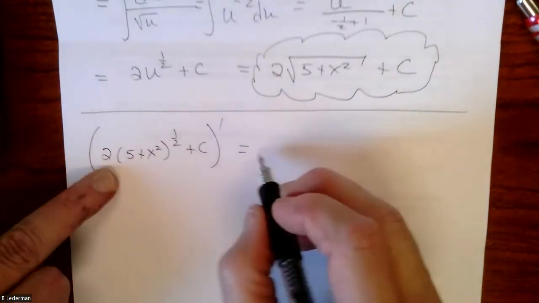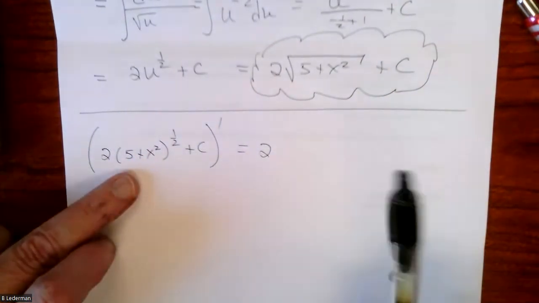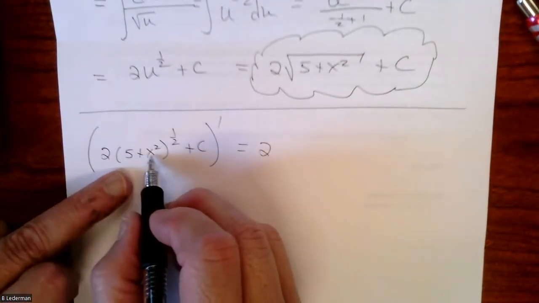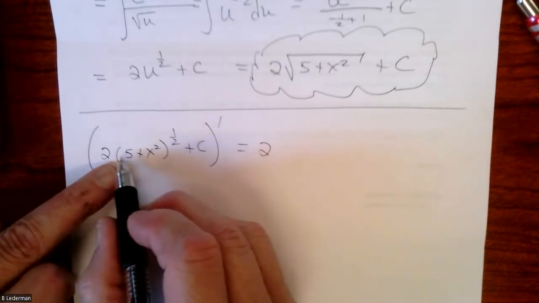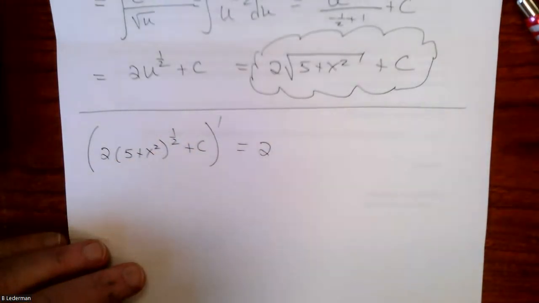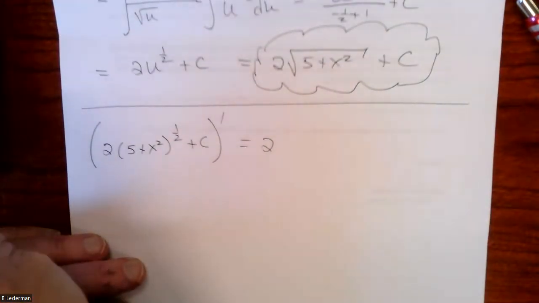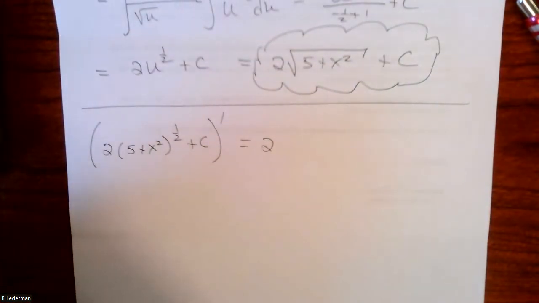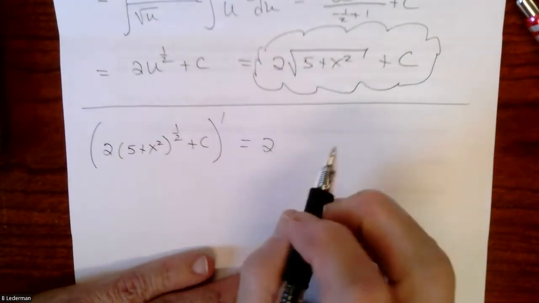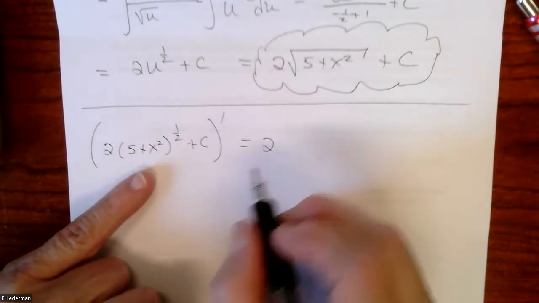Well, I have the 2 that just comes to the front. Now here, this is a chain rule situation, because I have a function 5 plus x squared inside another function, which is that exponent to the 1/2 power. Now, it's no coincidence that, as we'll see, there's a distinct connection between substitution and chain rule, and those two go hand in hand.